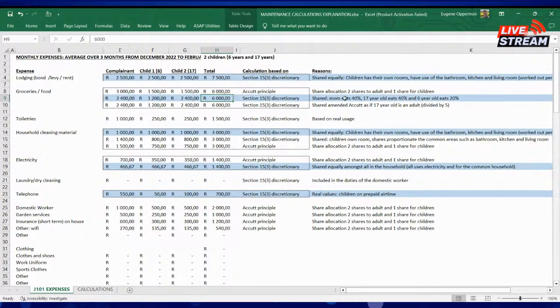So if you work it out on the basis that mom eats 40%, the 17-year-old eats 40%, and the 6-year-old eats 20%, which seems very reasonable, very fair in terms of the discretion that the court might have, then it would work out, and that's a simple calculation. There you can see 40% of the 6,000 Rand amounts to 2,400 Rand. The 6-year-old, which only eats 20%, amounts to 1,200 Rand. And then the child of 17 years old would also eat 2,400 Rand. So that is the discretion, the portion.